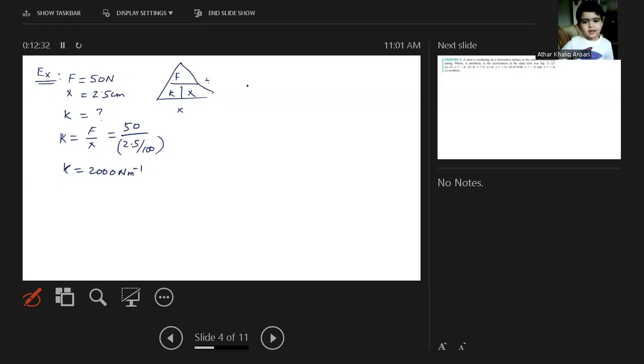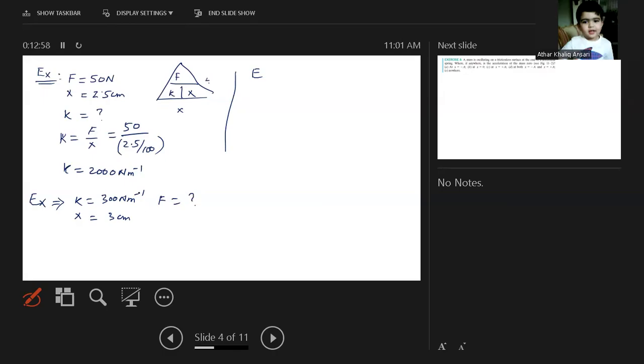Let me give another question. If I tell you that you have a mass attached to a spring with a spring constant of 300 Newton per meter and it extends up to 3 centimeters, how much is the load attached? You are asked to find the force.